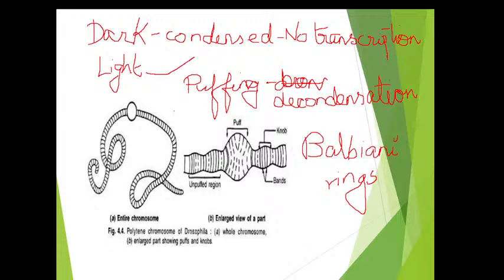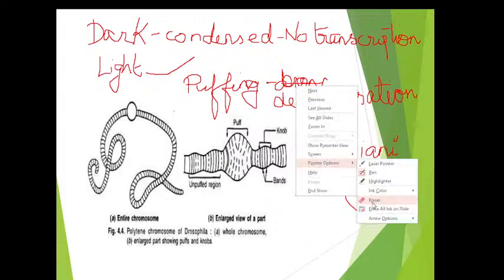Balbiani rings. Puff formation is induced by a hormone. This is how puffing is formed. The puff formation or the extensions of these chromosomes are formed as a result of the influence of certain hormones. Which hormone? Let's see which hormone it is.